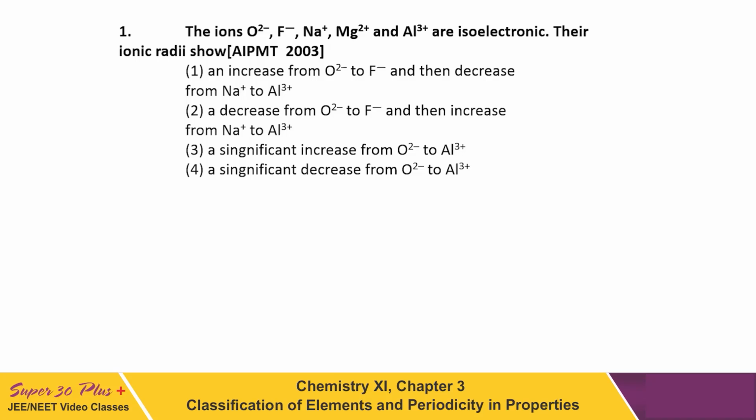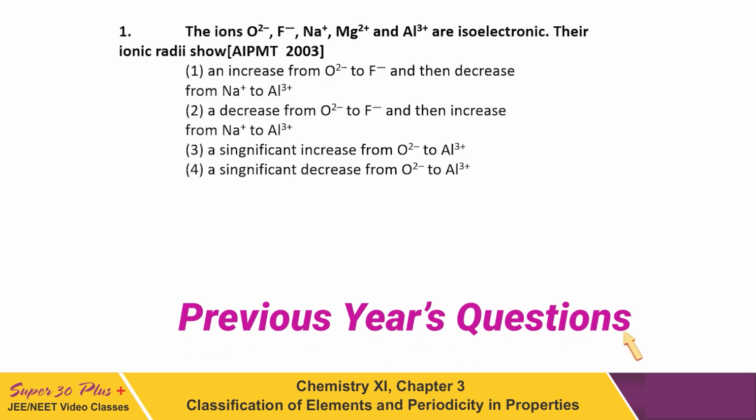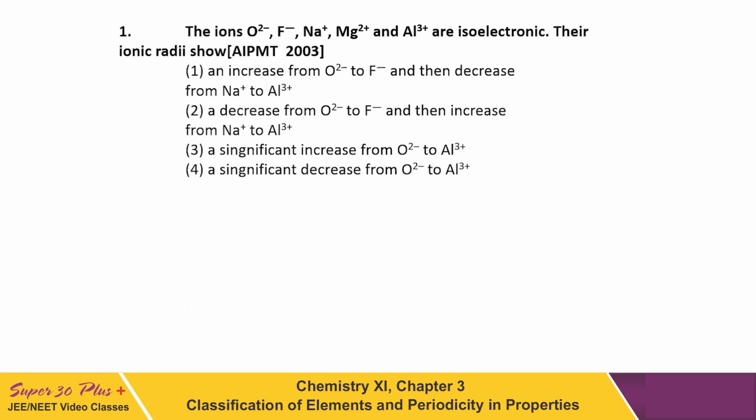So students, as I told you, in today's class we shall discuss some previous year's questions from this chapter. There are plenty of questions that came in the examination in previous years from this chapter. Now we shall discuss a couple of them. The first question is about the ions O-2, F-, Na+, Mg+2 and Al+3. They are isoelectronic, meaning they have the same number of electrons, and their ionic radii show.